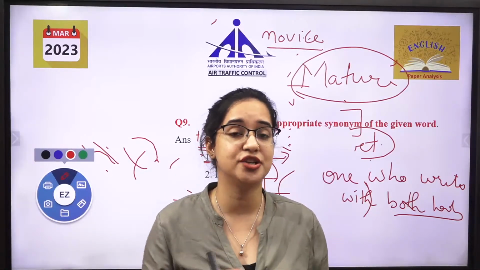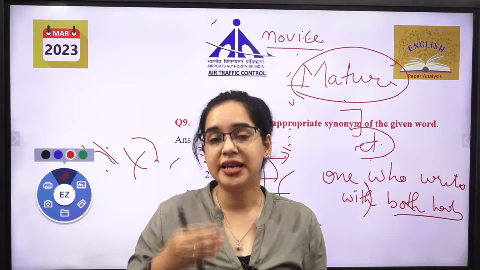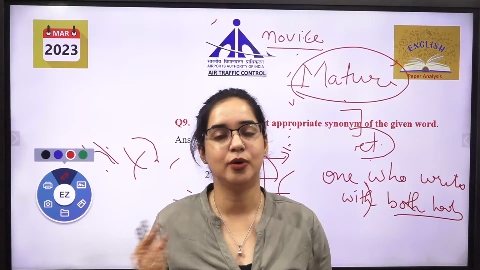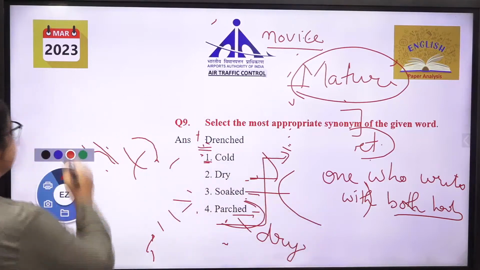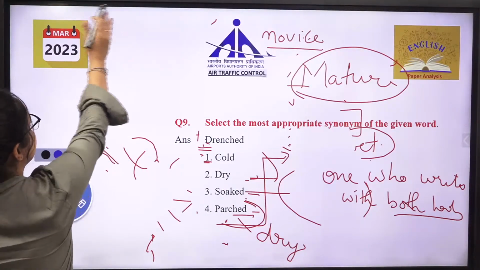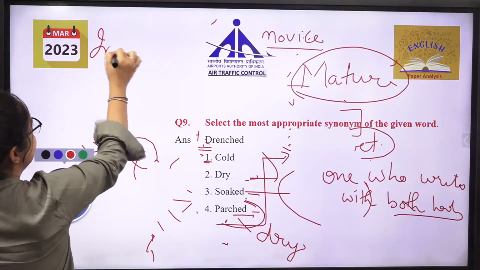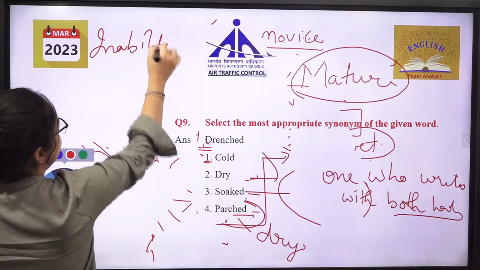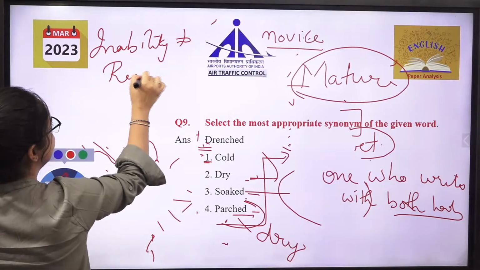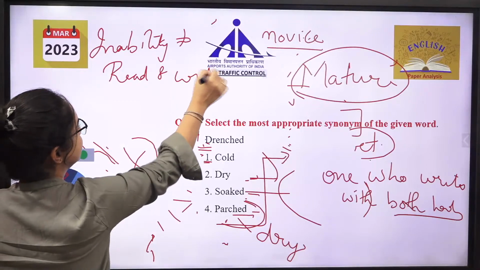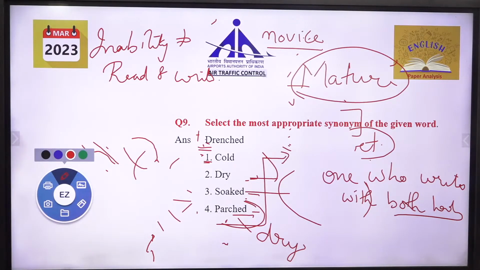What is that condition called where you have an inability to read and write? What is it called? Now think about this. So it is your inability to read and write. What is that called? The inability to read and write. Yeah, it is dyslexia. Very good.